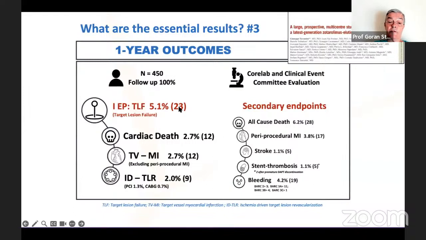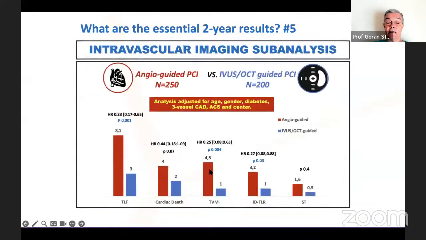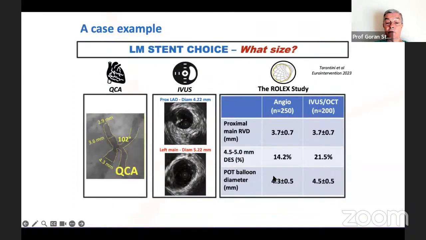These are previously published data at 1 year of follow-up, extremely low rate of target lesion failure, cardiac death, MI, and TLR. And these are new data, 2 year outcomes with minimal increase, TLF 5.8%, one more cardiac death, one MI, and one ischemia-driven TLR. But very important, if we go to sub-analysis, angio-guided versus image-guided, we see significant reduction in primary endpoint as well as MI and target lesion revascularization.